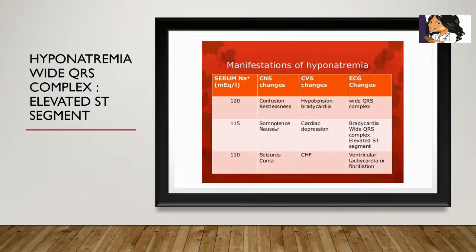Look what hyponatremia does. The patient is going to have a wide QRS complex and an elevated ST segment. And look at the CNS changes from hyponatremia. Confusion, guys. Always remember hyponatremia. Remember confusion. That patient is going to be loose as a goose. Okay? Confusion. Restlessness.